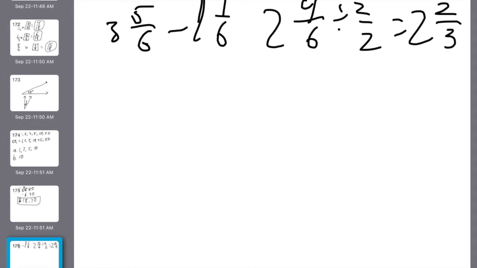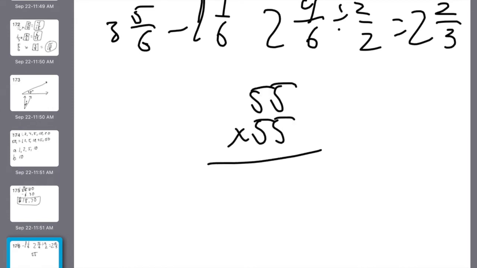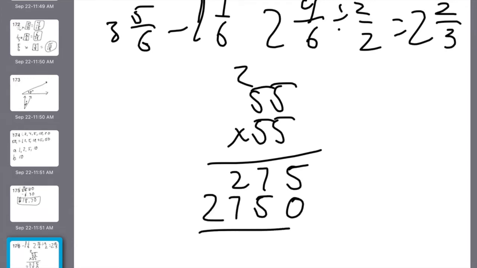Number 21. I'm doing 55 times 55. That gives me 25. 25 again is 27. Add a 0, and the numbers are the same, guys, because it's the same multiplication. Do the addition, and I get 3,025.